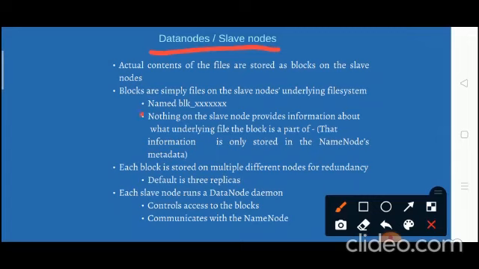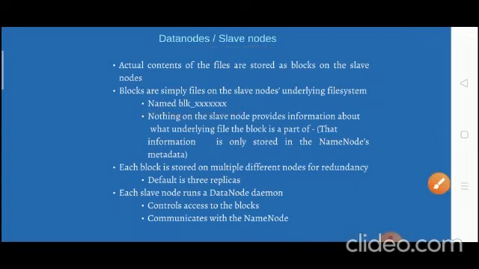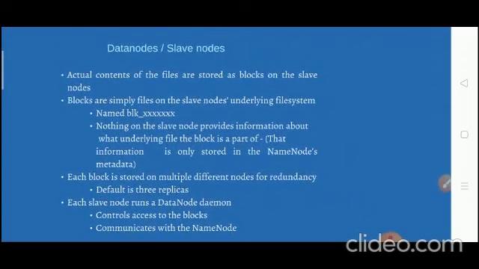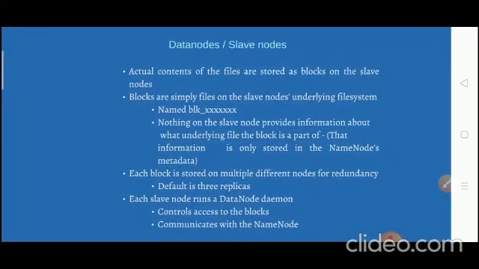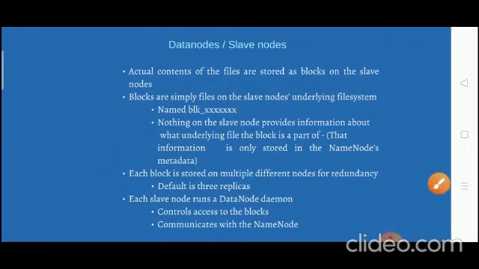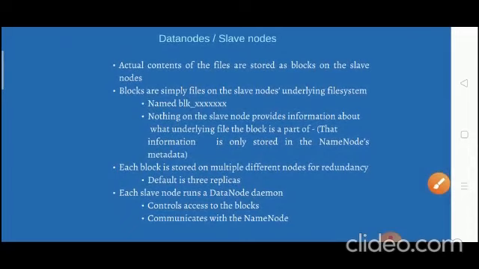So you need to understand that it will have a name, the block name, and nothing on the node provides information about what underlying file that particular block is a part of. You need to understand here it has 3 replicas, that I have already shown you, and in one of the diagrams I have already cleared you about the role of name node. With an example I'll clear you the role of name node as well as the slave as well as the master node.